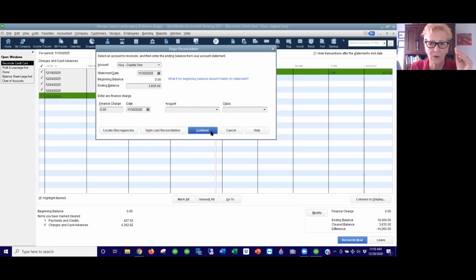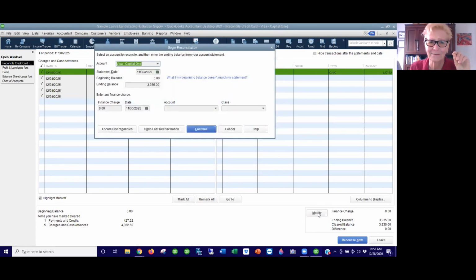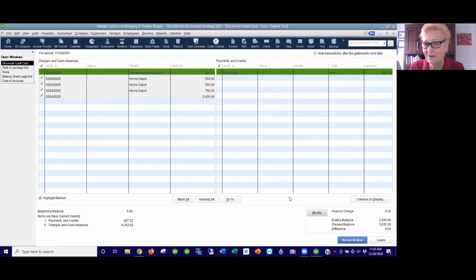I had a little typo going on, so I had to modify this little button and say what the ending balance truly was. Oh, now if I'm looking at the ending balance, I have zero difference. My credit card account and my credit card statement match exactly. That's spot on, exactly where we want to be.